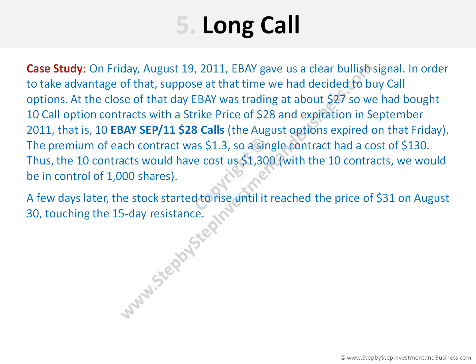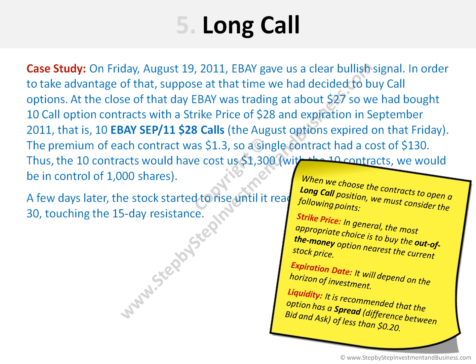The premium of each contract was $1.3, so a single contract had a cost of $130. Remember that an option contract represents 100 shares. Thus, the 10 contracts would have cost us $1,300. With the 10 contracts, we would be in control of 1,000 shares. A few days later, the stock started to rise until it reached the price of $31 on August 30, touching the 15-day resistance.